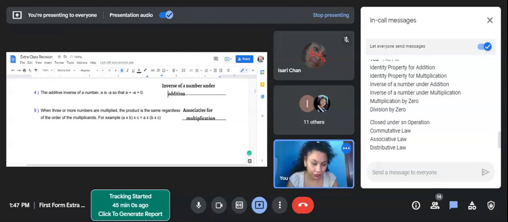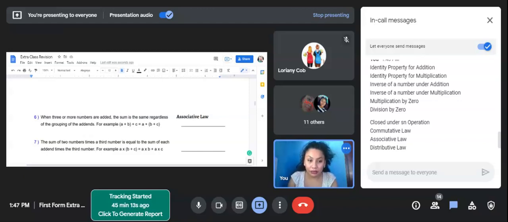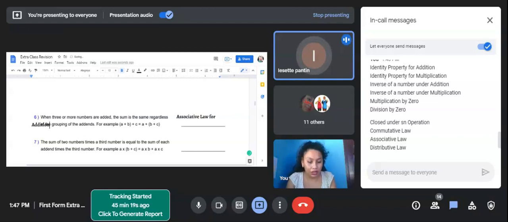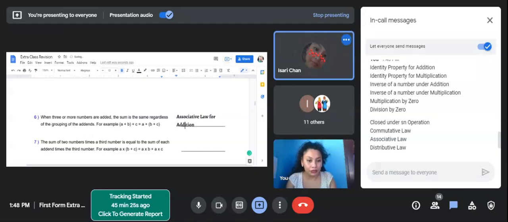Any questions so far, guys? No, miss. So then number 6. Number 6 is going to be associative law for what? What is that one showing? Addition, miss. For addition. Very good, for addition.